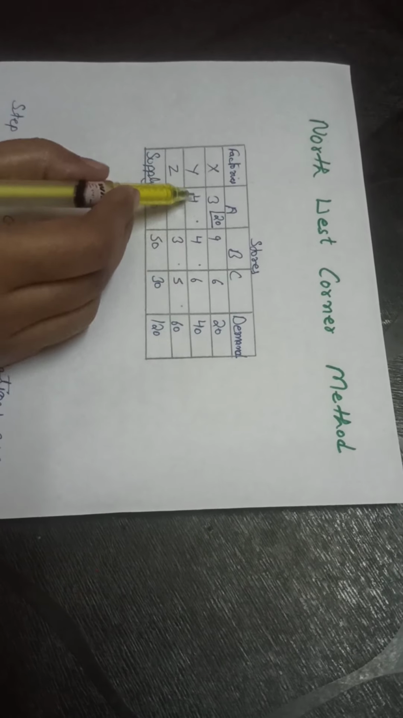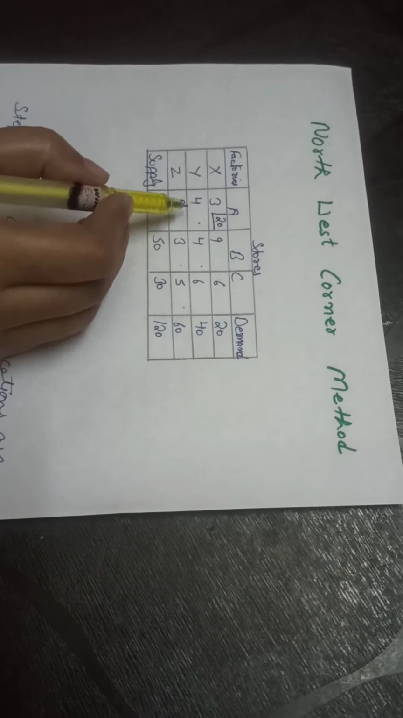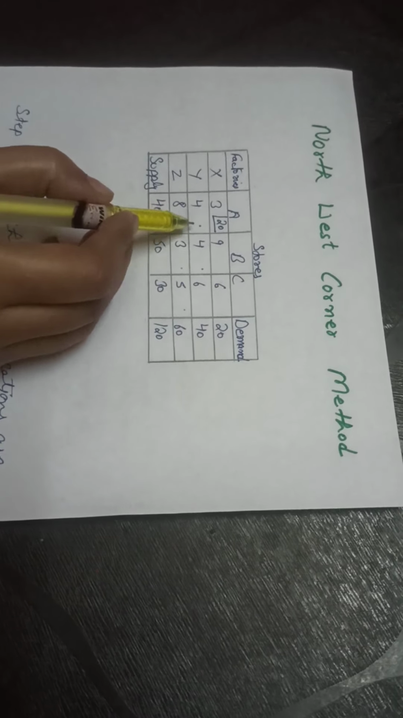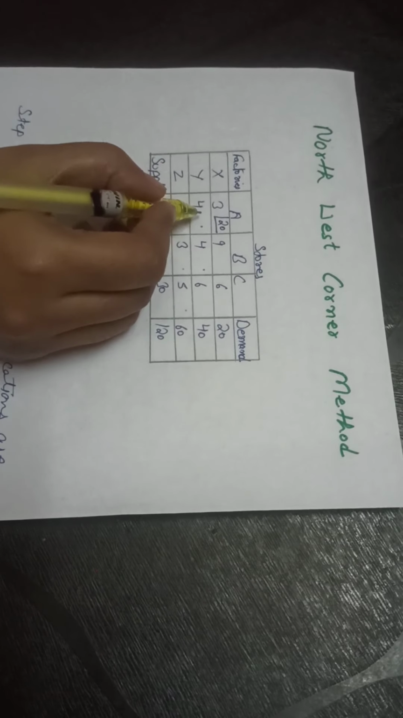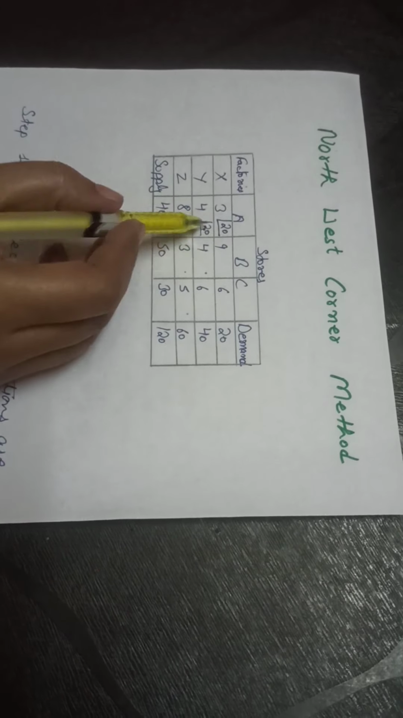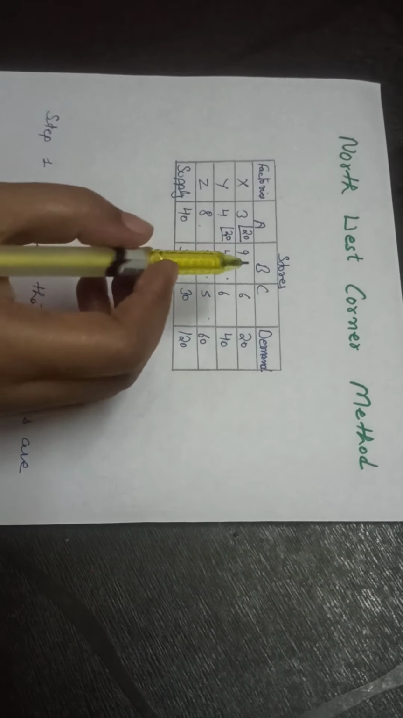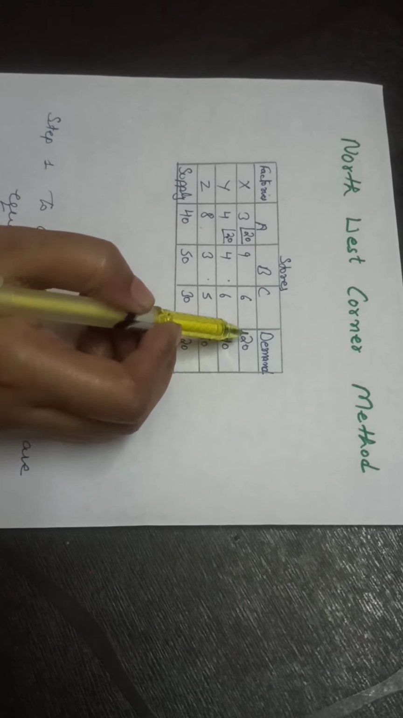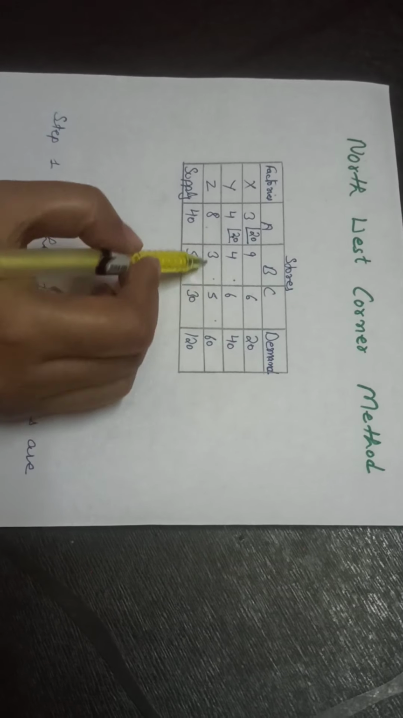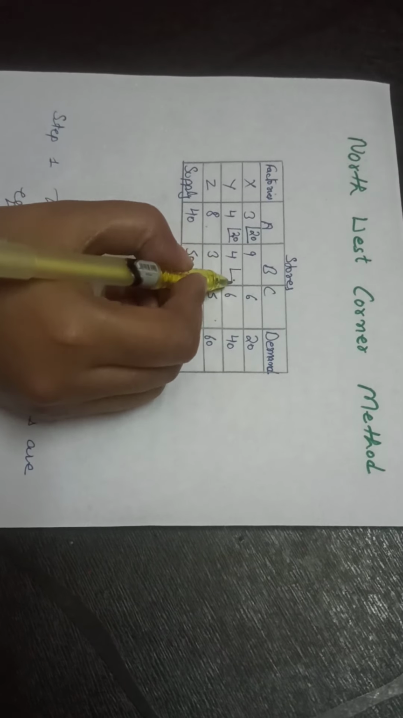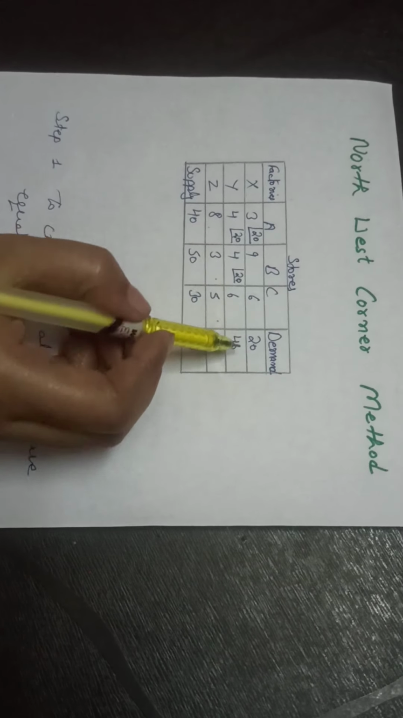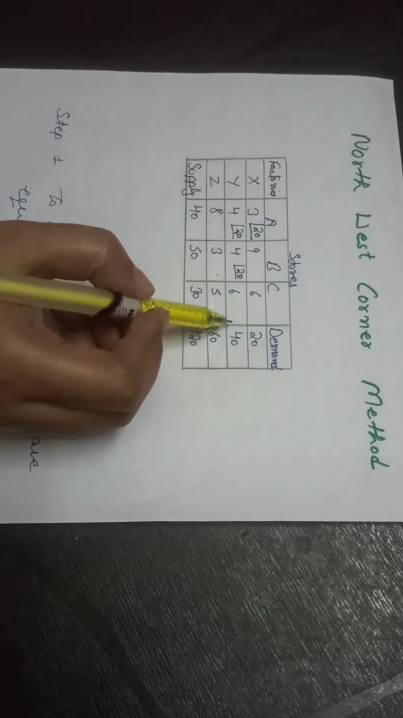Now we have this part. In this part, our first cell is this. This is the first cell of first column and first row. So here we can allocate 20. Now this first column has been fully satisfied and this first row has been fully satisfied. Now we have only this part. In this part we can allocate to our first cell 20. Now this row has been fully satisfied.